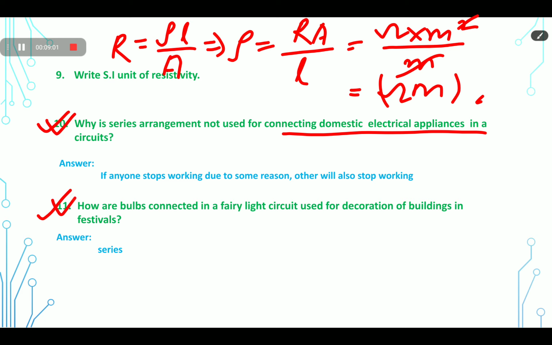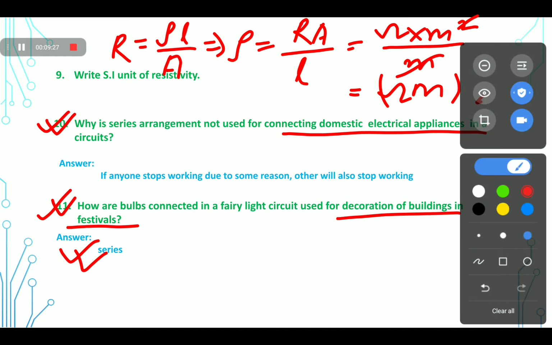Next question. How are bulbs connected in a fairy light circuit used for decoration of a building in the festival? Simple. The connection for the fairy light circuit is series connection, because we generally see that in the fairy light circuit, if one bulb gets fused, then the other also stops working. This shows that the connection is a series connection.